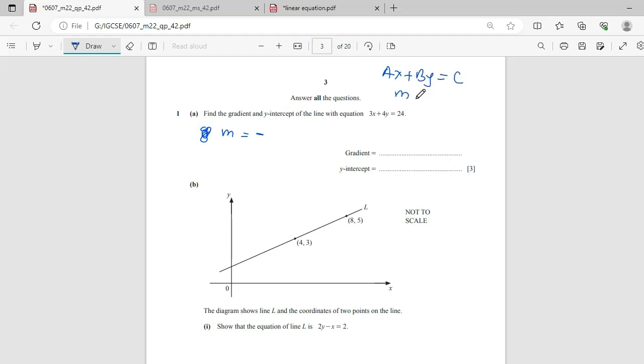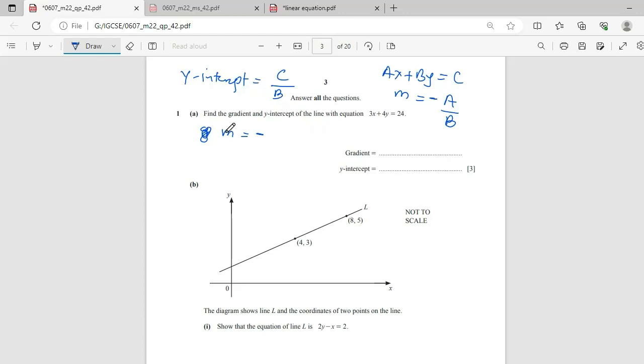If I have to find this m, which is the gradient in this case, it is minus the coefficient of x, which is a, upon the coefficient of y, which is b, so minus a upon b. And if I have to find the y-intercept, I can write directly: y-intercept is equal to the constant, which is c, upon the coefficient of y, which is b in this case.